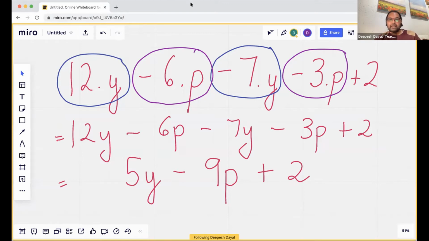Let me see some reaction. Anybody got a thumbs up or any question regarding this? Thank you for that, Kumalo. Well done on that answer. 5y minus 9p plus 2. We've got a thumbs up from Nogubonga. Anybody else who's understanding this, who's feeling confident? We've got Musa. Thanks for that, Musa. Who else?